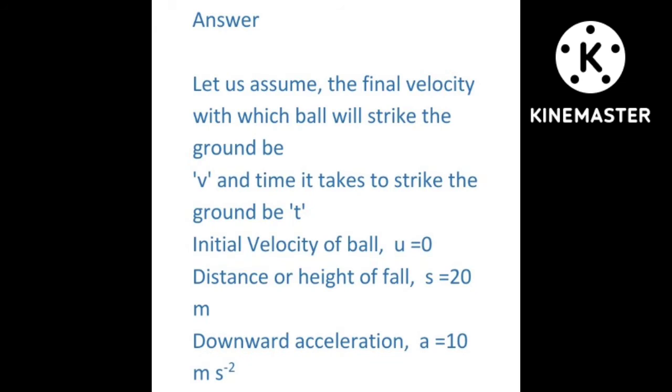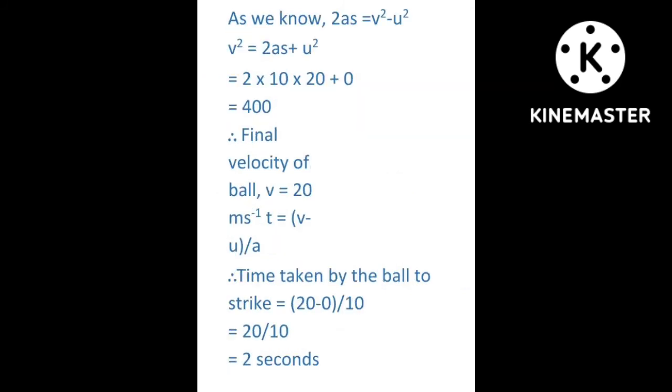Let us assume the final velocity as v and time taken as t. It is given that initial velocity is u equal to 0, distance or height s equal to 20 meter, and the downward acceleration a equal to 10 meter per second square. We have to select the appropriate equation from the three equations of motion to calculate v. What are the three equations of motion? We have v equal to u plus at, s equal to ut plus half at square, and 2as is equal to v square minus u square.